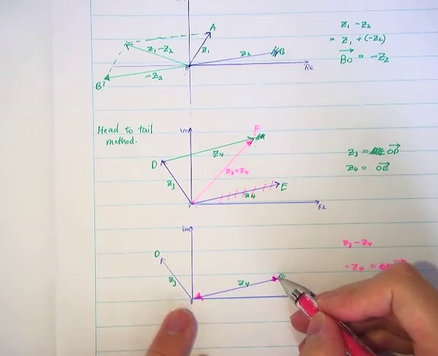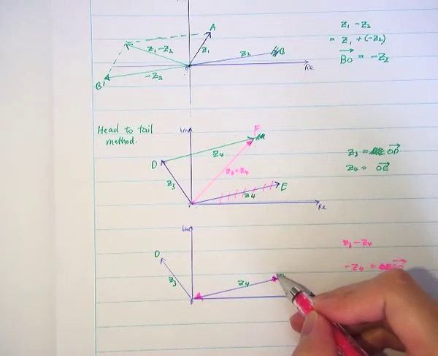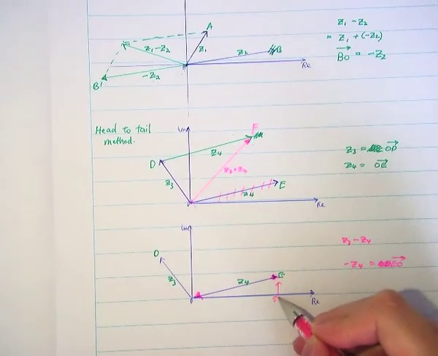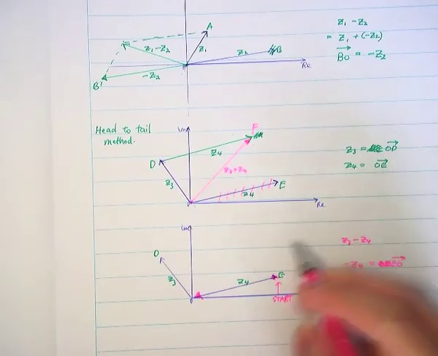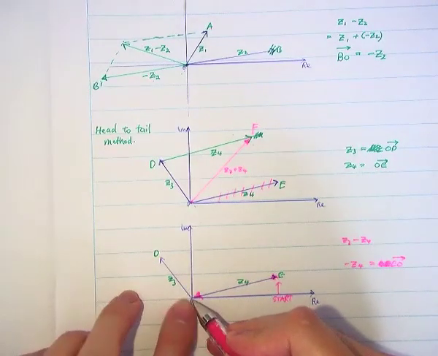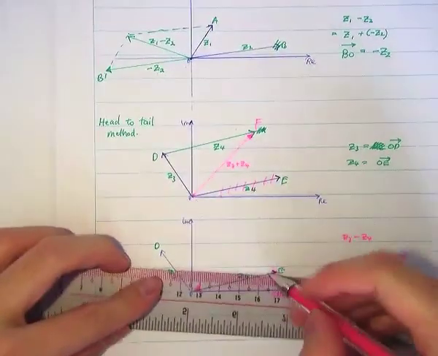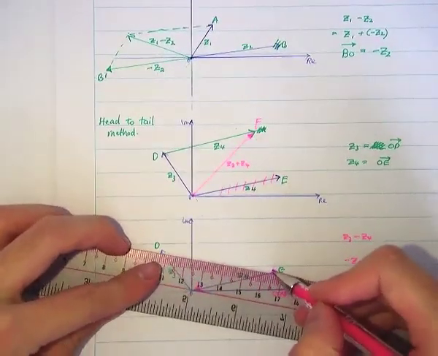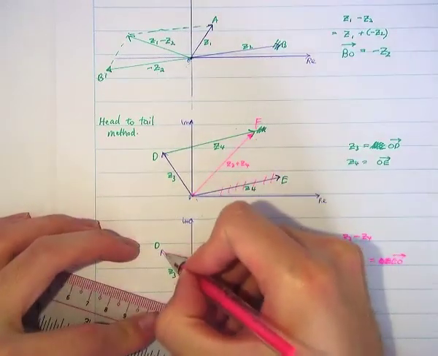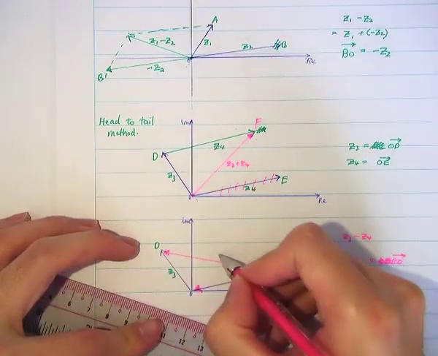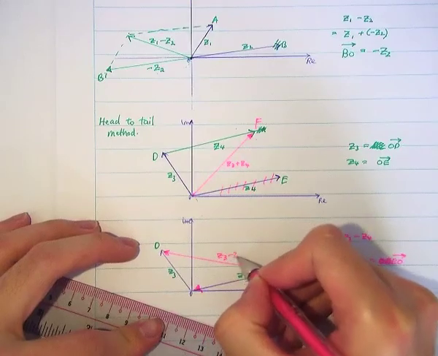Again, with the head-to-tail method, this time we're actually starting from here. This is the starting point. We follow it along the vector, we end at the origin, we continue along Z3, and we end at D. So the overall journey was from E to O, like this. Now, this is Z3 minus Z4.